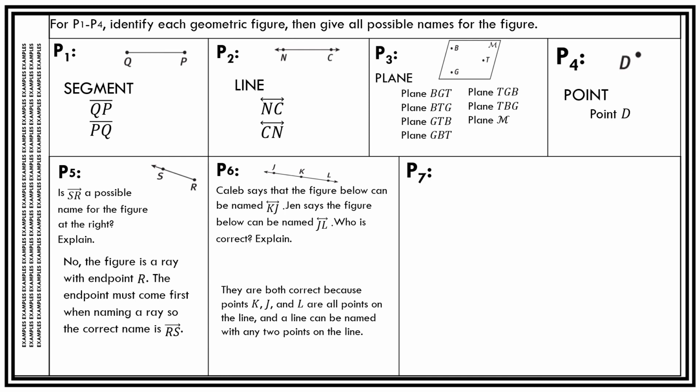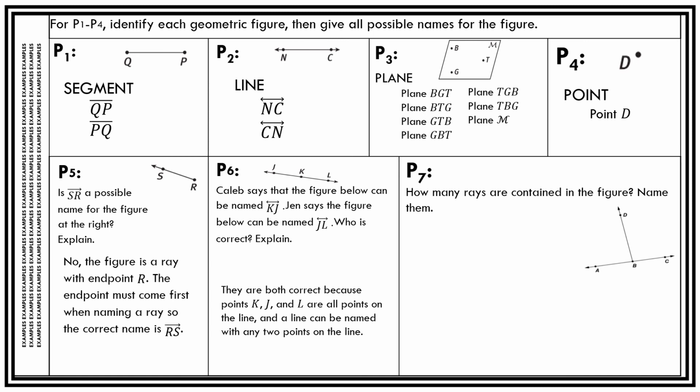All right, last example for this section, P7. We've got this figure right here. How many rays are contained in the figure, and then we want to name them all. So this one's a bit tricky, okay? I want you to go ahead and pause this video and see if you can figure this one out first before I do it, okay? Be careful.